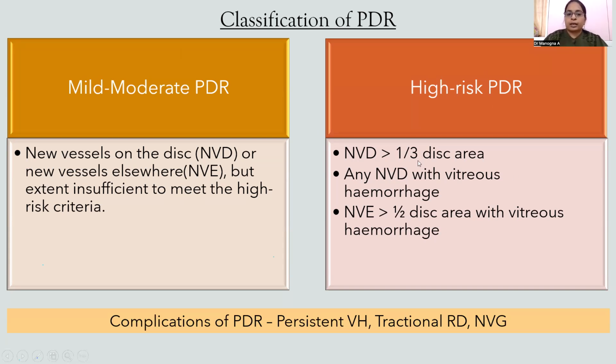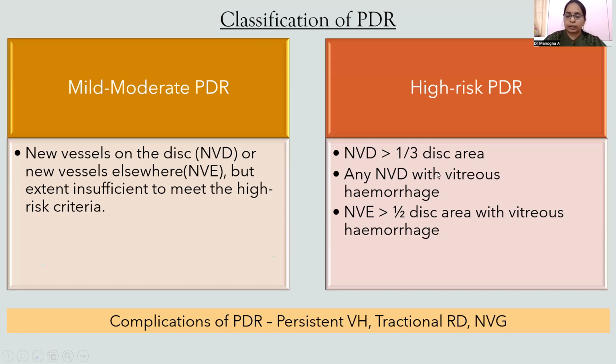So NVD is neovascularization at the disc, more than 1/3 of disc area, or any NVD with vitreous hemorrhage, that is any size of NVD with vitreous hemorrhage, or neovascularization elsewhere, the size of which is more than half the size of disc area with associated vitreous hemorrhage. So these are the high risk categories of PDR.